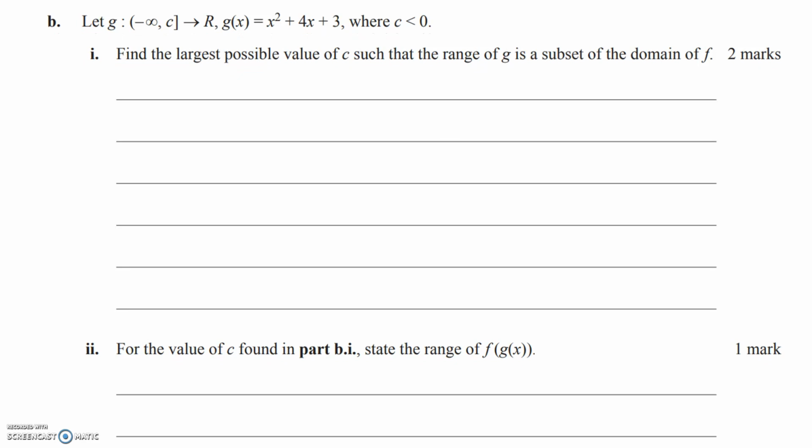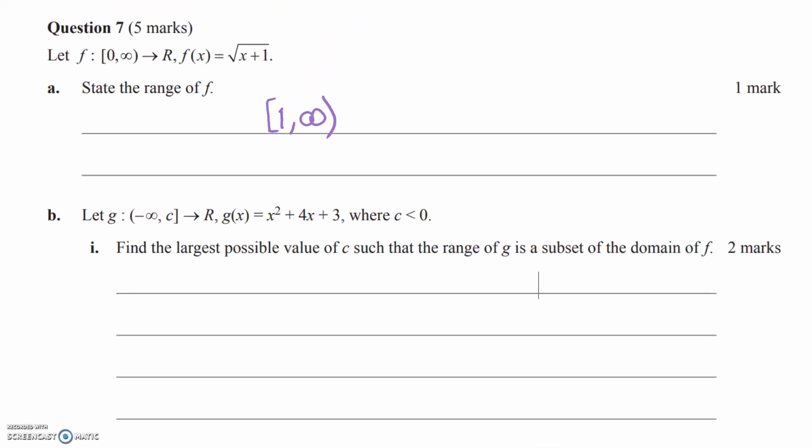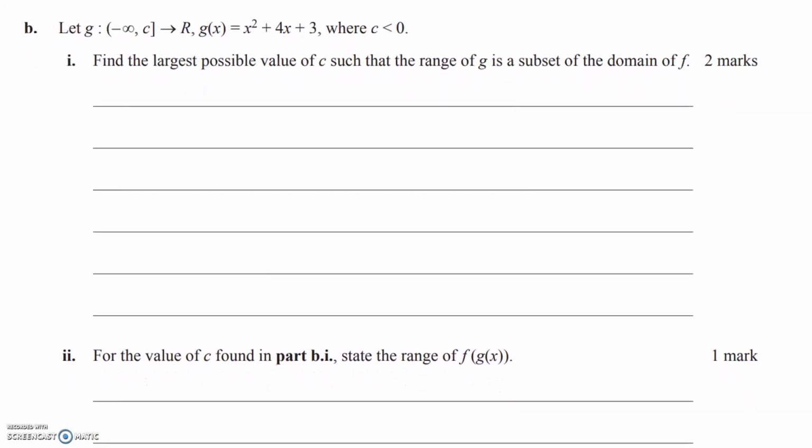So the first thing I'm going to do with this next question: we've got to find the largest possible value of c, so that the range of g, the y values of g, are a subset of the domain of f, so they fit essentially within the x values of f. Now f has this restriction on it that it must be positive, or 0. Having a look at this, we've got g of x, and I find the easiest way with one of these is to sketch it out.